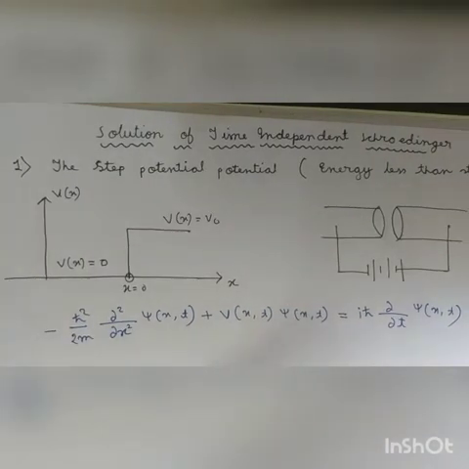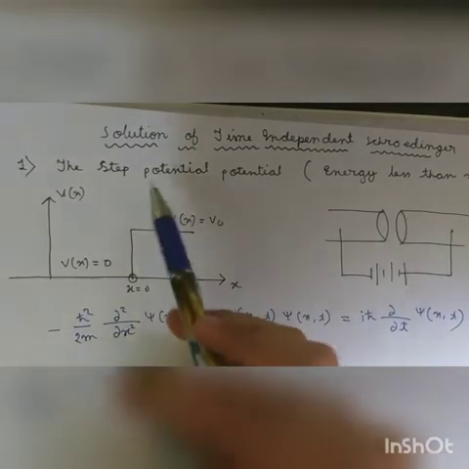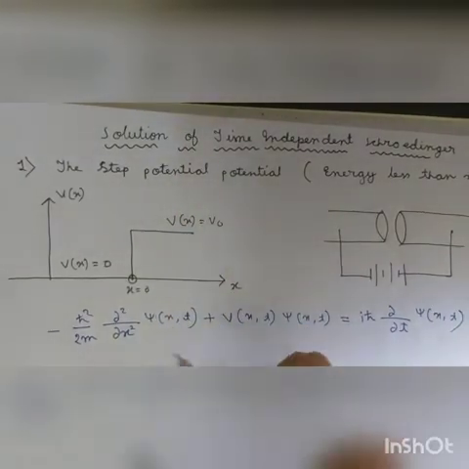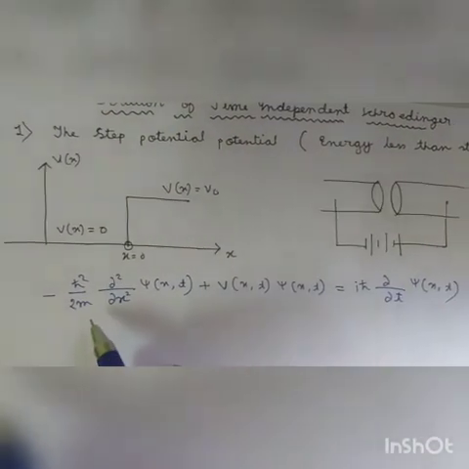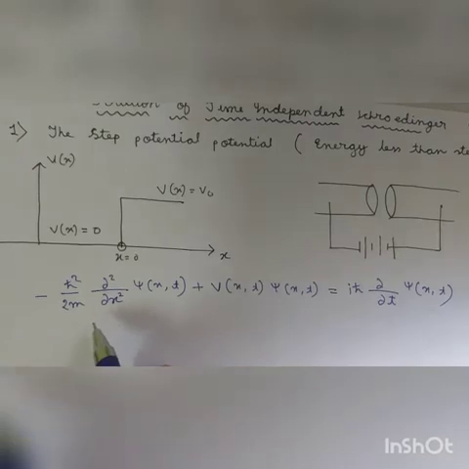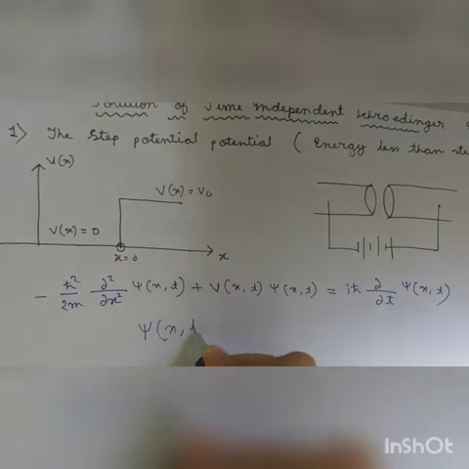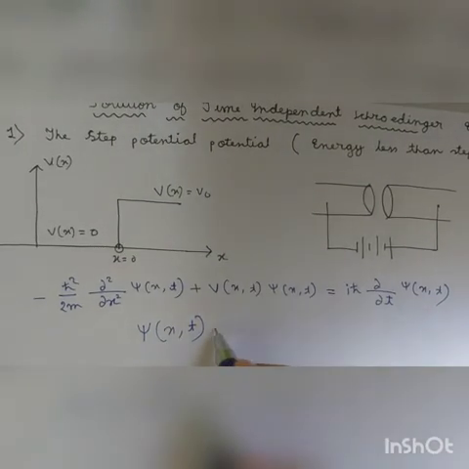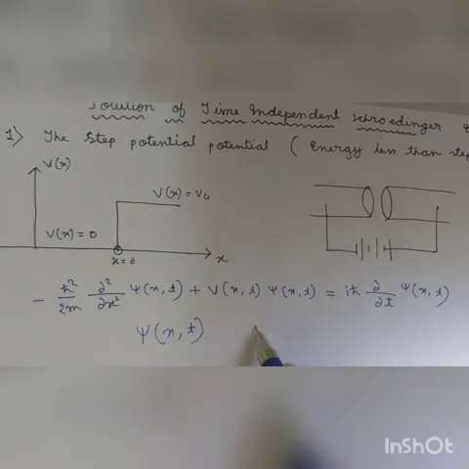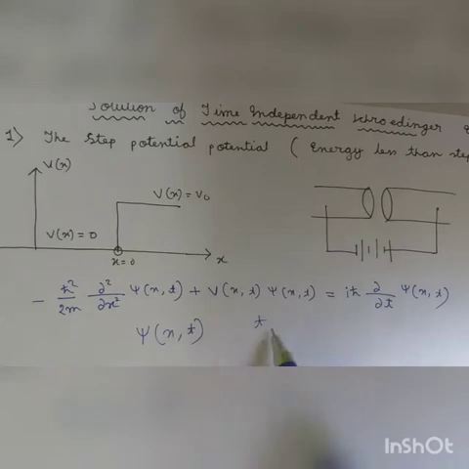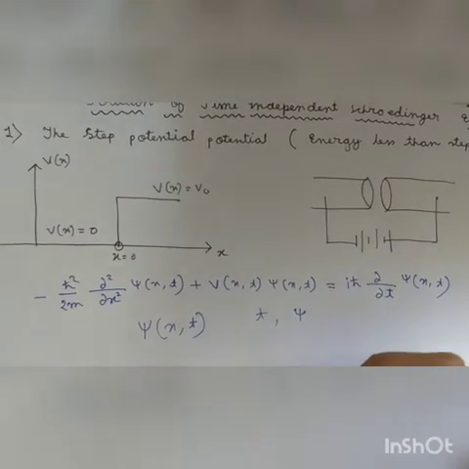In this video, we would like to discuss the solution of the time-independent Schrodinger equation for a special case, that is the step potential. So what is the time-independent Schrodinger equation? The original Schrodinger equation is this. If we find some solution psi(x,t) of this wave equation that is valid for all the time, that is for all t, that is the solution of a time-independent Schrodinger equation.